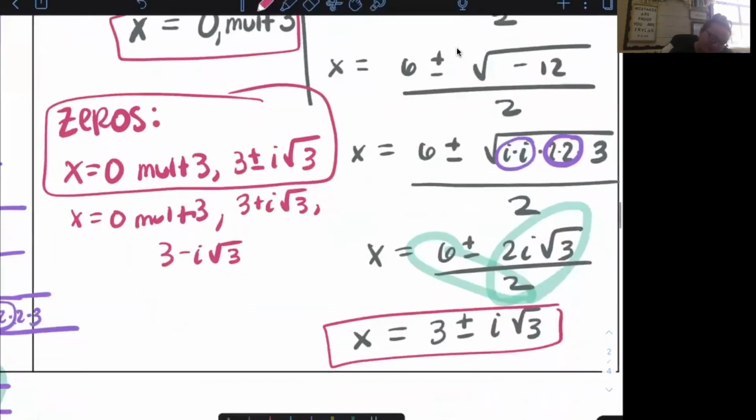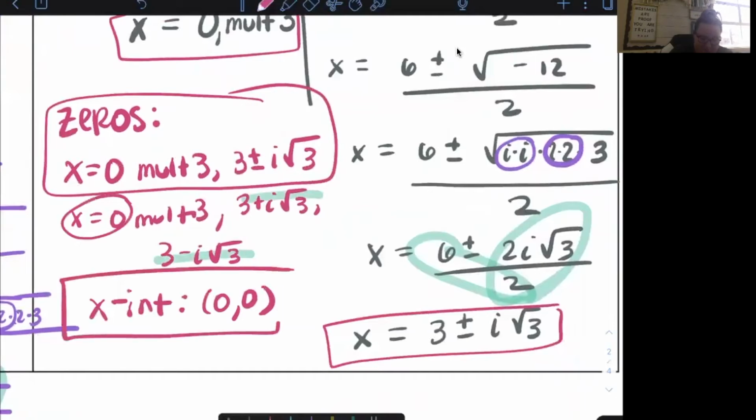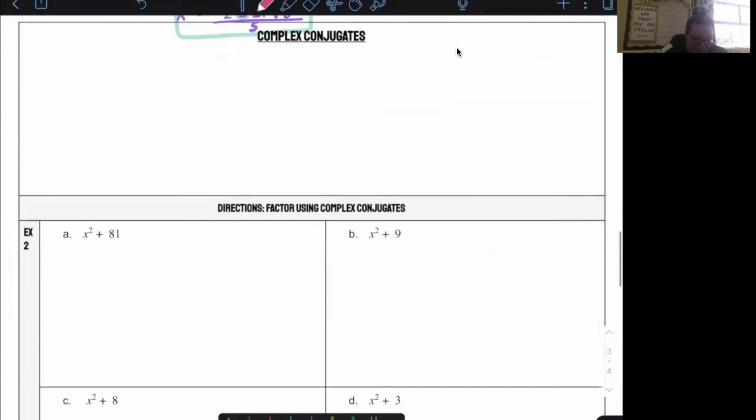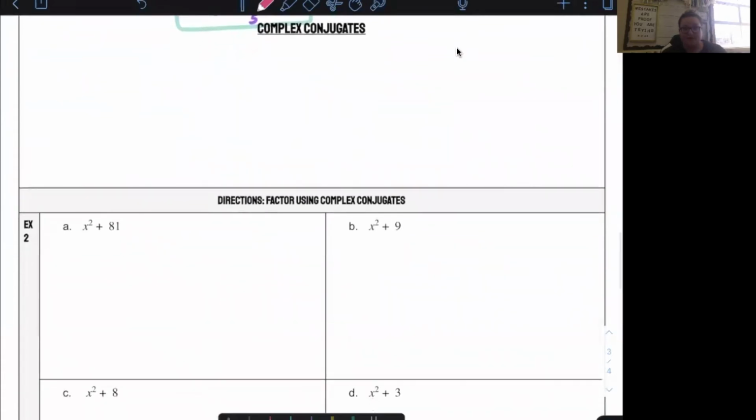Then the only x-intercept we would worry about, since these guys are imaginary, we're not going to graph them. We're not going to actually use those x-intercepts on the real number plane. So the only x-intercept you would have to worry about is x equals 0. So (0, 0) would be that point. All right. Hopefully your answer matched mine.